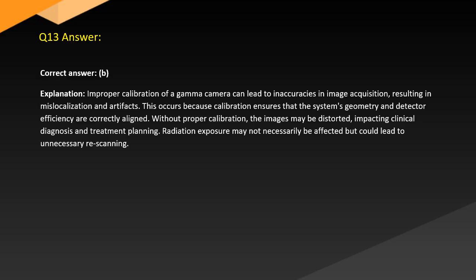Answer. Correct answer: B. Explanation. Improper calibration of a gamma camera can lead to inaccuracies in image acquisition, resulting in mislocalization and artifacts. This occurs because calibration ensures that the system's geometry and detector efficiency are correctly aligned. Without proper calibration, the images may be distorted, impacting clinical diagnosis and treatment planning. Radiation exposure may not necessarily be affected, but could lead to unnecessary rescanning.